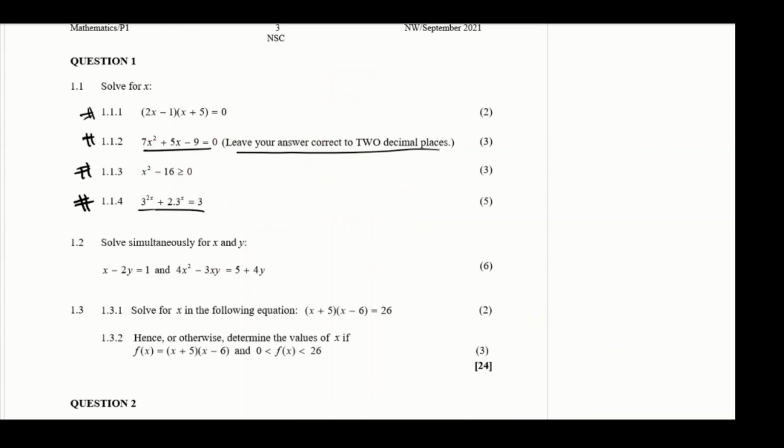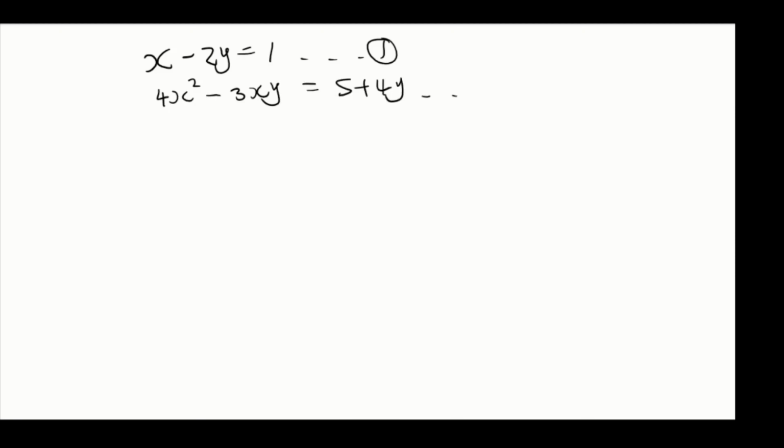So now we're going to solve 1.2. We're solving for x and y simultaneously. So we're having a problem here which is x minus 2y is equal to 1, and 4x squared minus 3xy is equal to 5 plus 4y. So we're going to write our equations, which is x minus 2y is equal to 1. So this will be equation 1, and we have 4x squared minus 3xy is equal to 5 plus 4y. Let's say this is equation 2.